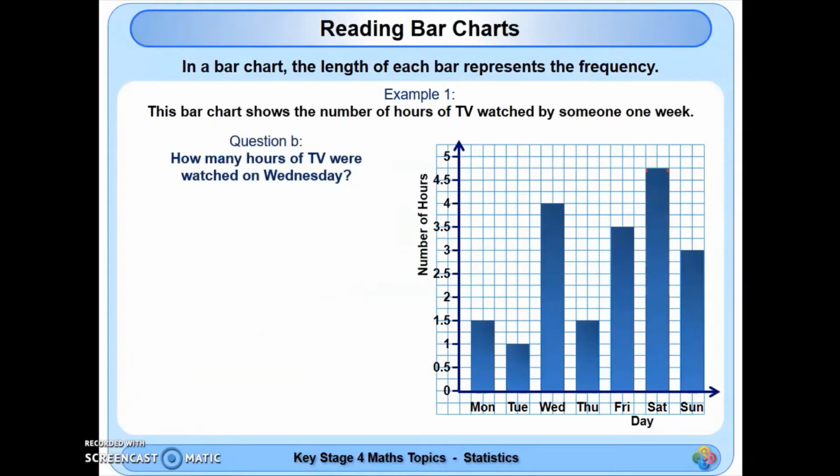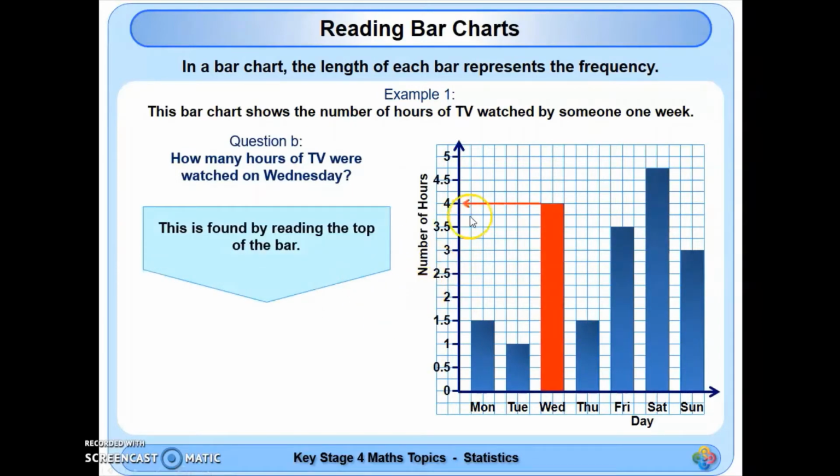Question B, how many hours of TV were watched on a Wednesday? So we have a little look at the Wednesday bar and we look at the height. We read off onto the y-axis, which is representing the number of hours. That tells us that on Wednesday, 4 hours of TV were watched.